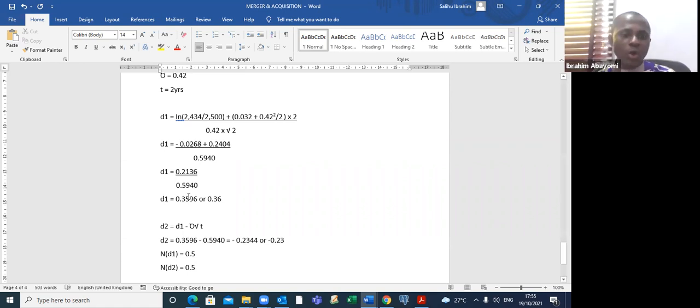So I will go to where I have my D1. I will check whether it is positive or negative. It is positive. Because it is positive, I will put plus. I will go to where I have my D2. Where I have my D2 is negative. So I will go to this formula and put minus.